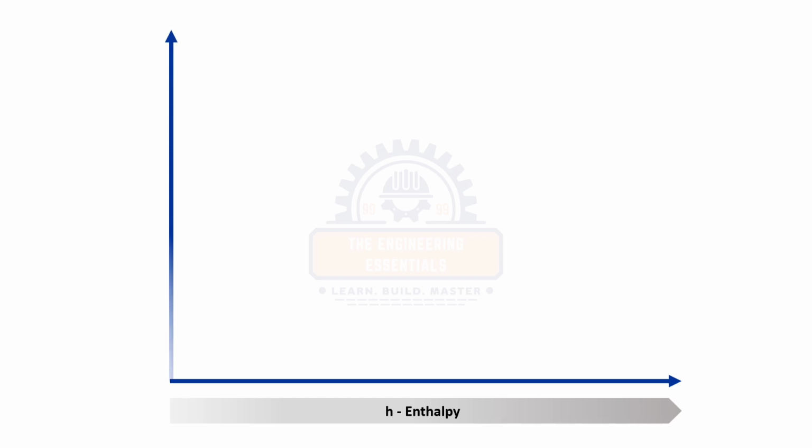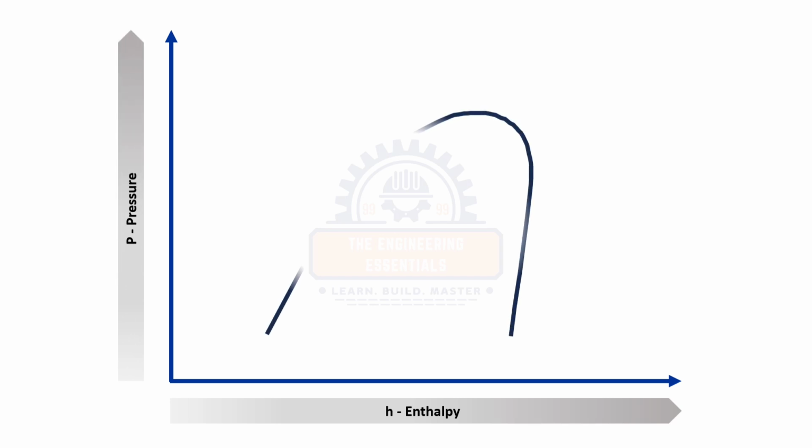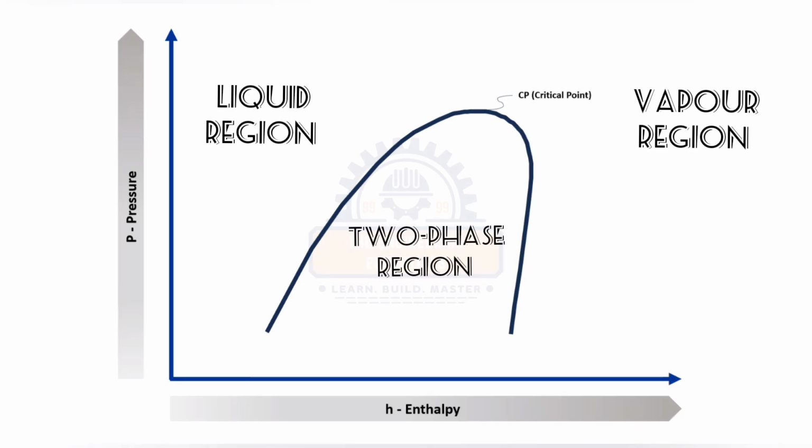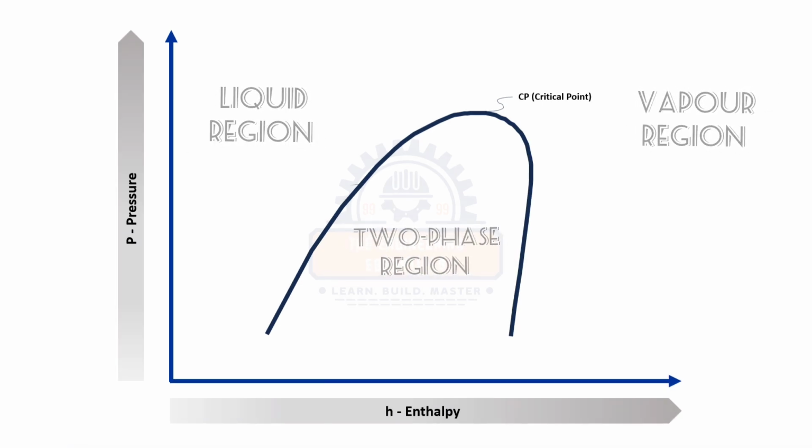Y-axis here shows the pressure measured in kPa or bar, shown on the logarithmic scale. Then here we have the saturation dome, which has a critical point on top. This saturation dome divides the refrigerant liquid region, vapor region and a two-phase region.